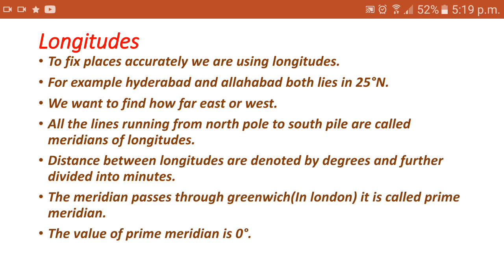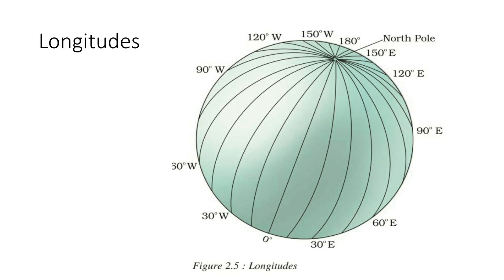And in latitudes, we are having one reference line, that is equator. 0 degree of latitude represents equator. In longitude, the 0 degree represents prime meridian. It is called as prime meridian. So where this prime meridian passes through? The prime meridian passes through Greenwich. It is in which place? It is in London. So what is the value of prime meridian? It is 0 degree. This is the picture of longitude.